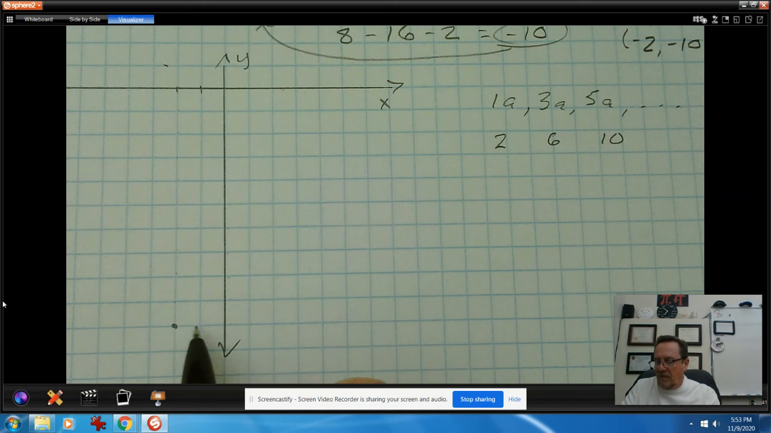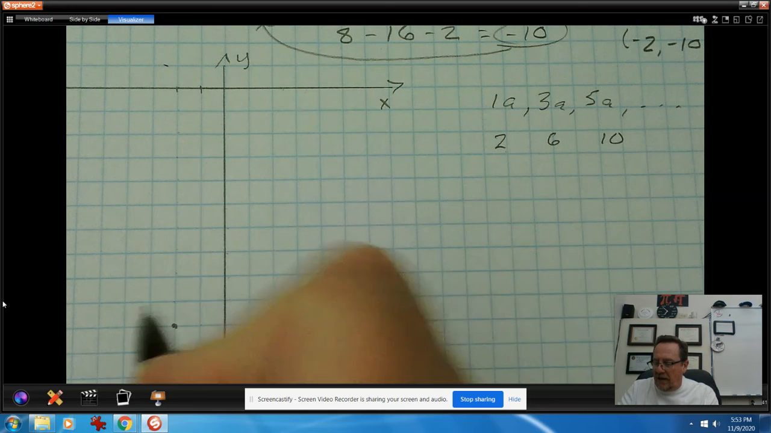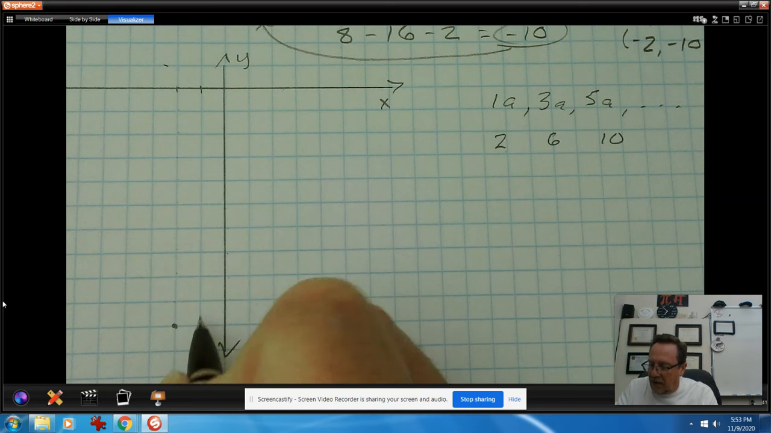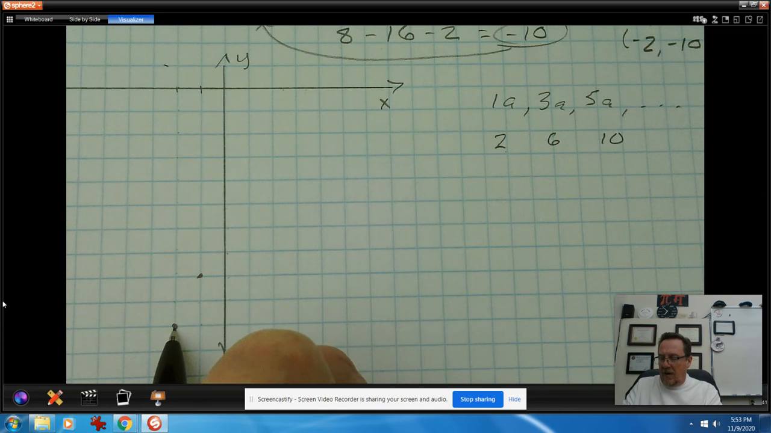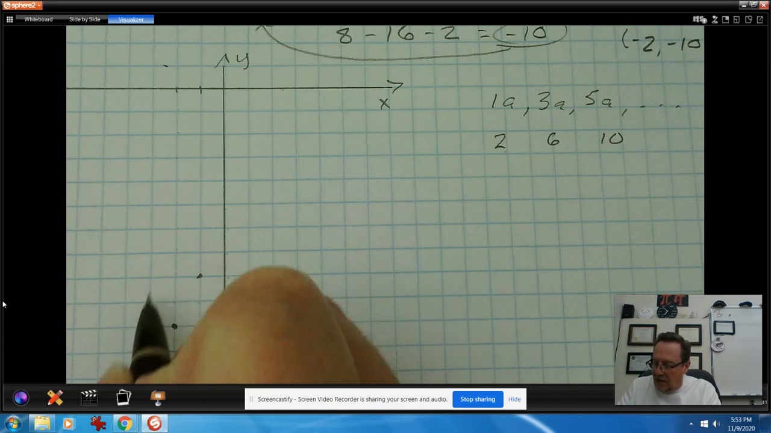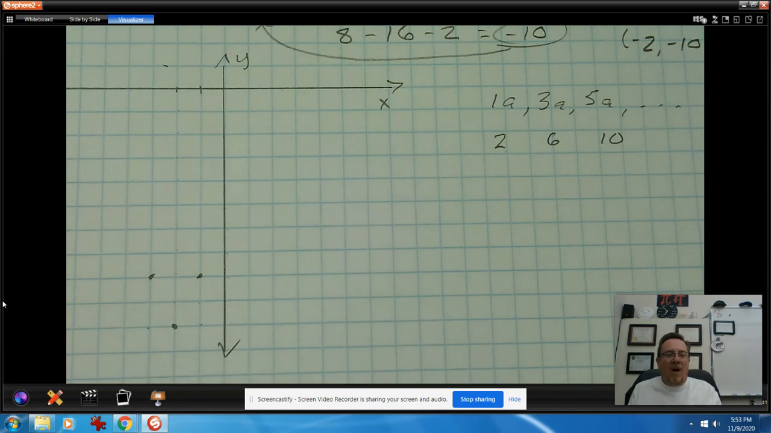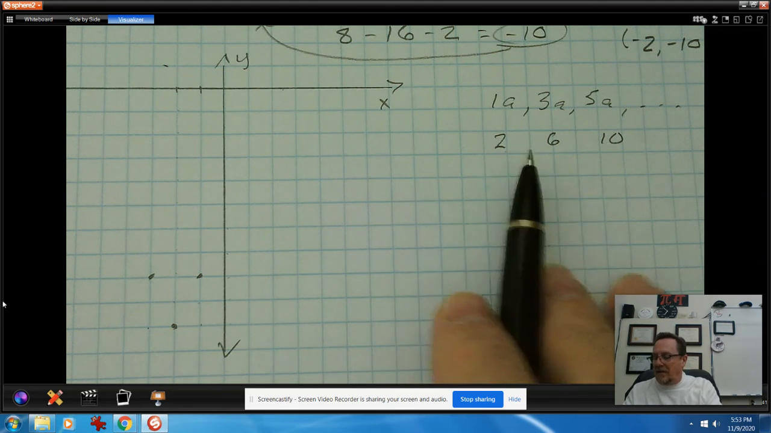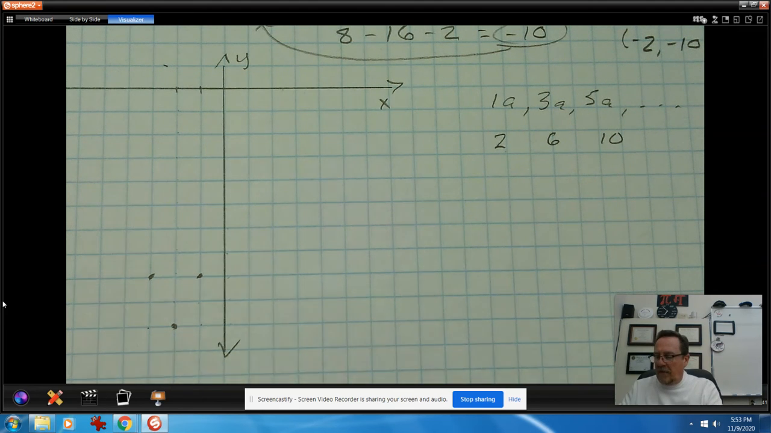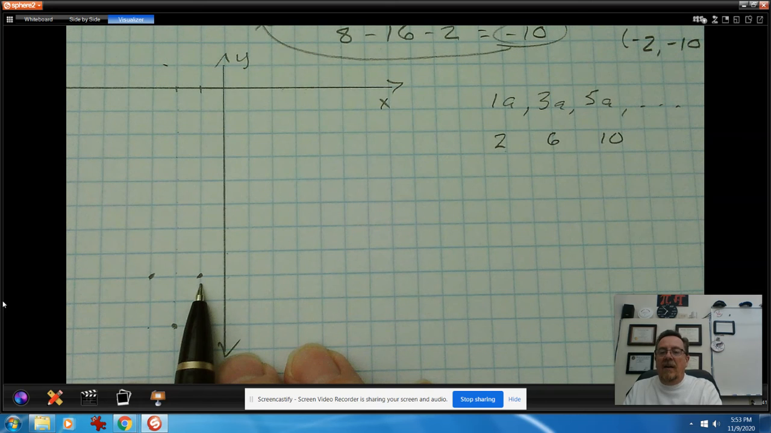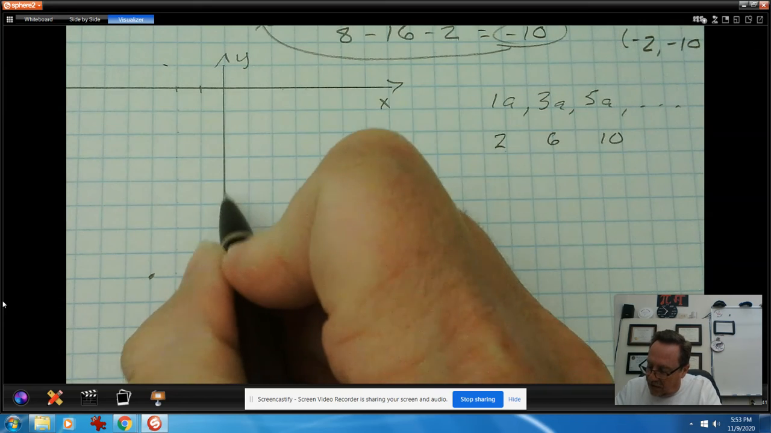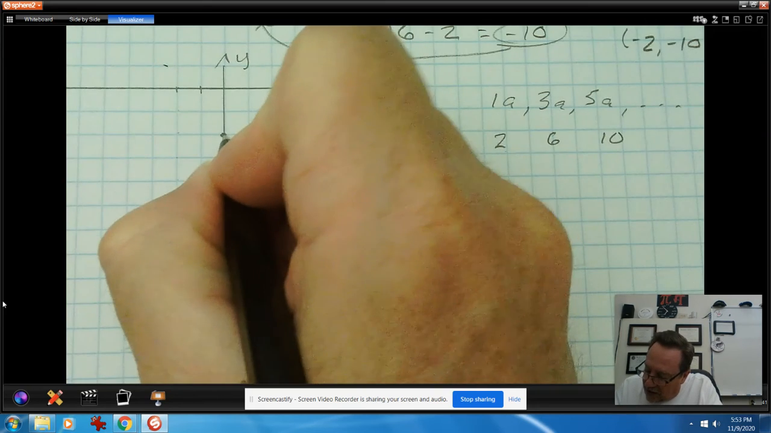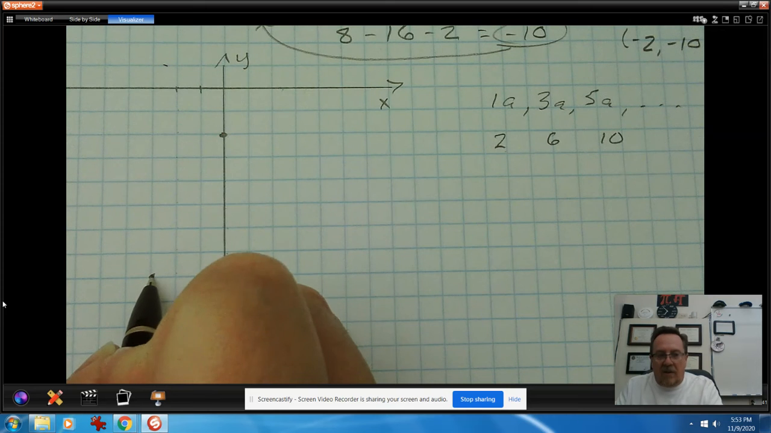So from here, I'm going to go over by 1, and I'm going to go up by 2 because that's my first number. So over by 1, up by 2, and put a point. While I'm down here, I'm going to go over by 1 in the other direction and up by 2 as well, because you always go over by 1, and then you go up or down by these numbers, right? So from here, how far am I going to go over? 1. And then I'm going to go up by 6. So over by 1 and up by 1, 2, 3, 4, 5, 6. There's my other point.